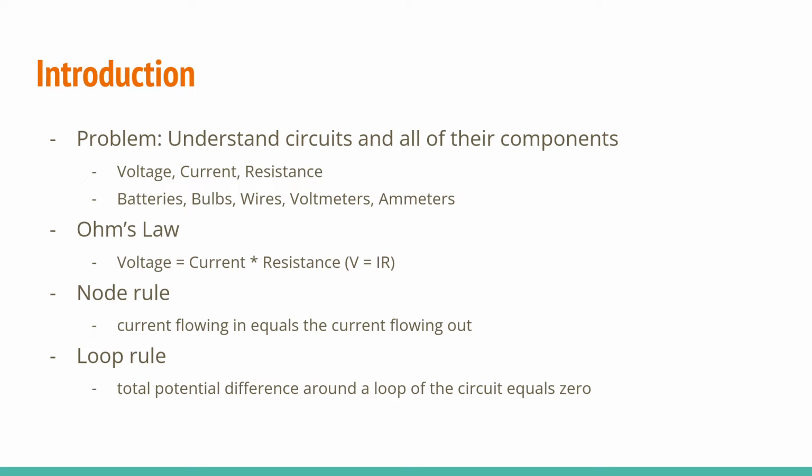This is made possible by Ohm's law, which states voltage equals current times resistance, or V equals IR, the node rule, in which current flowing in equals the current flowing out, and the loop rule, in which the total potential difference around the loop of a circuit equals 0.